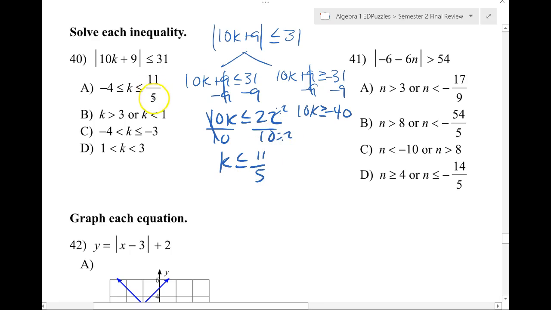You guys probably already noticed, we already know it's A because it's the only one that has 11 over 5. And you can see that k is less than or equal, so that matches this. And then we divide by 10 here, and k is greater than or equal to negative 4. That matches this portion of that same answer.